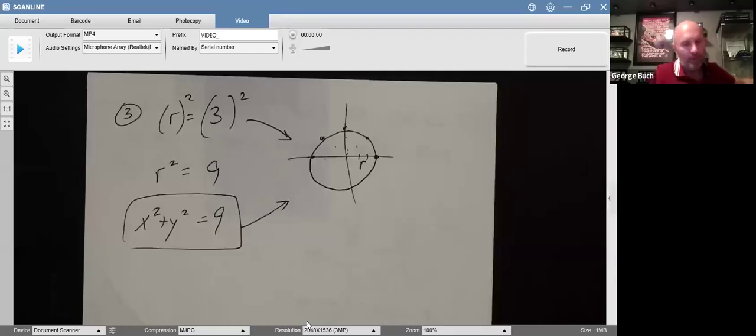So that's it. Those are the examples for our polar coordinates and our conversions, polar to rectangular, rectangular to polar. So come on back and we will look at some polar graphs.